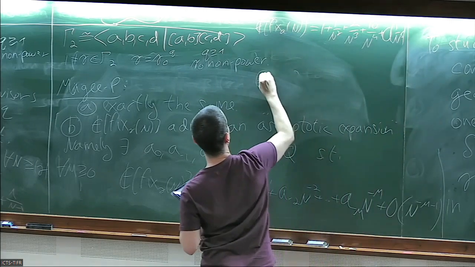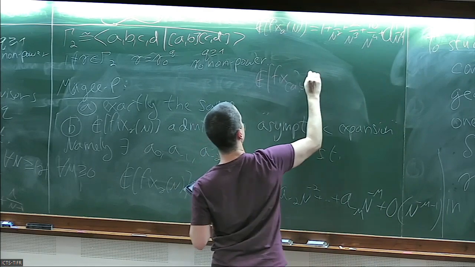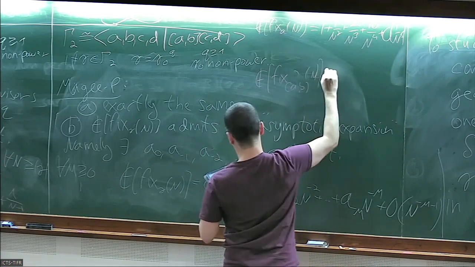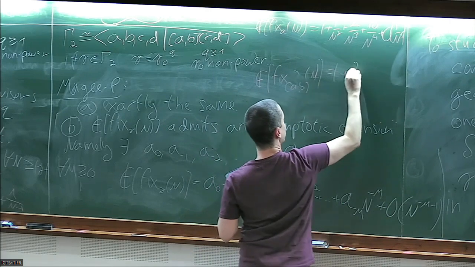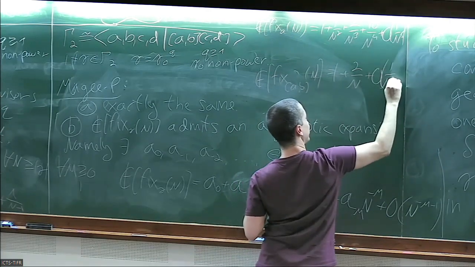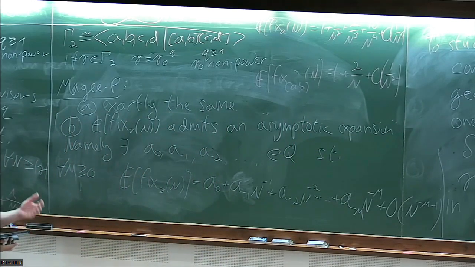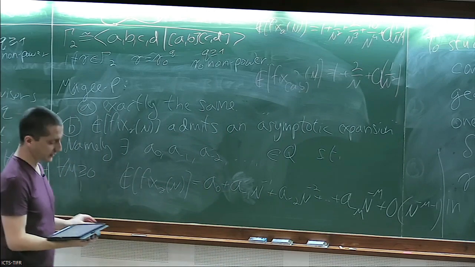And for the commutator, you get 1 plus 2 over n. Actually, I didn't compute it more than the first term, but this is the kind of thing that you get.